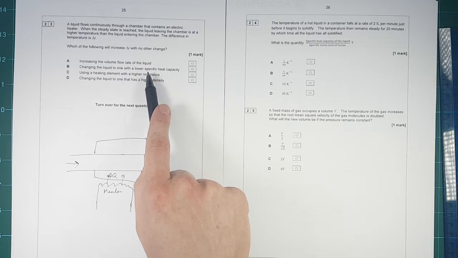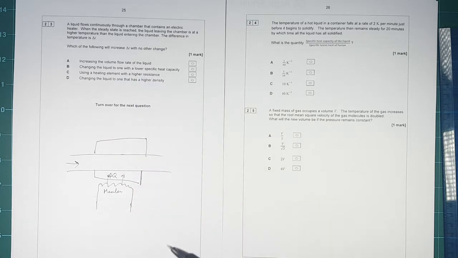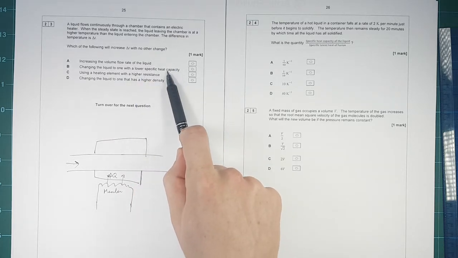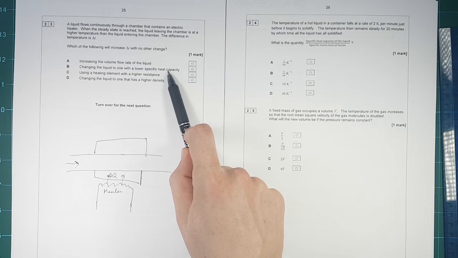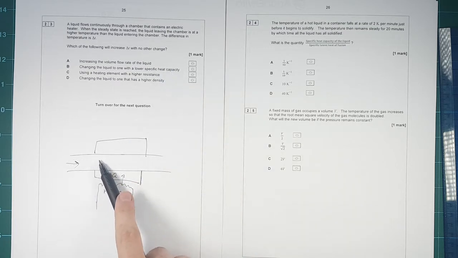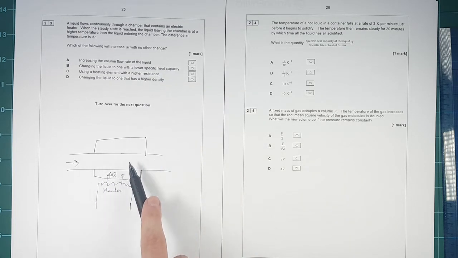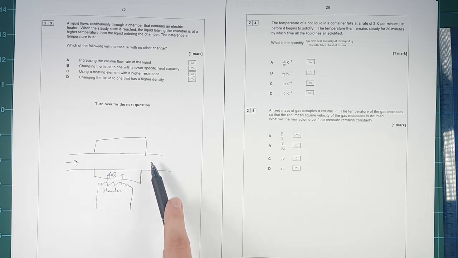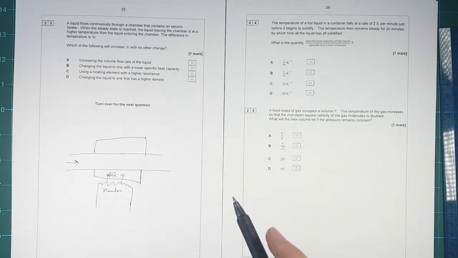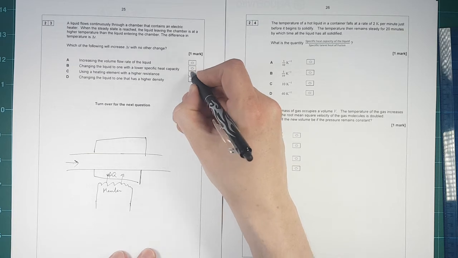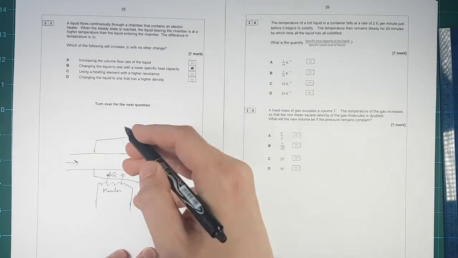Changing the liquid to one with a lower specific heat capacity. That's going to increase the temperature increase of every fixed mass of liquid. So if everything else stays the same, then that will increase the temperature change. So it's that one. Just rule out the others.